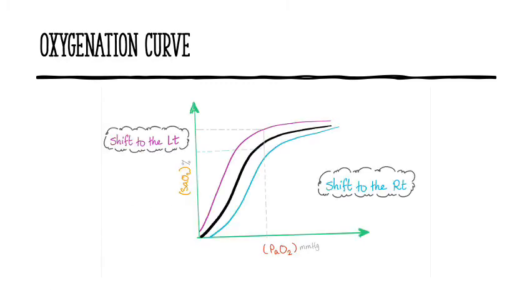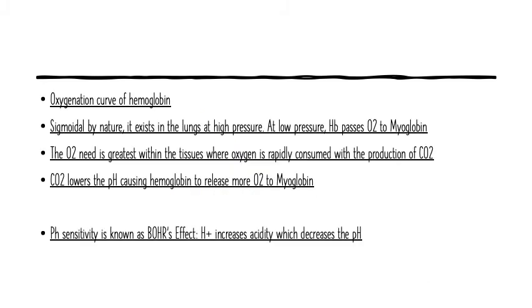And this is a picture of that oxygenation curve. So we'll talk a little bit more about this on the next slide. So the oxygenation curve of hemoglobin is essentially sigmoidal by nature, and it exists in the lungs at a high pressure. But when at a low pressure, it passes oxygen to the myoglobin.